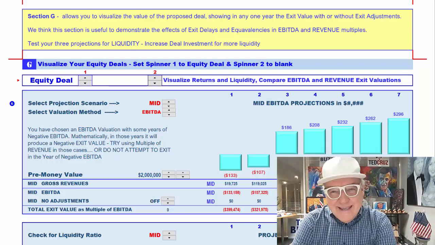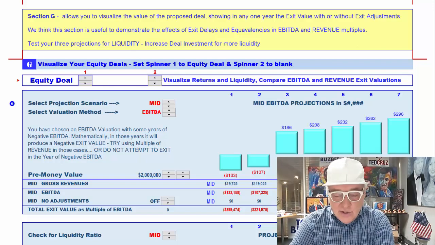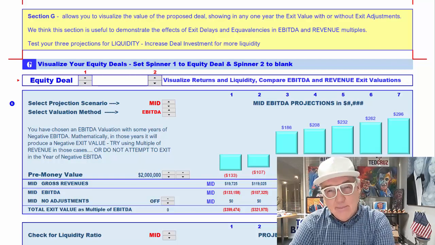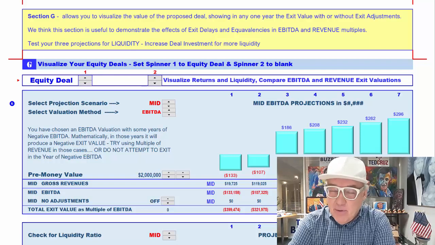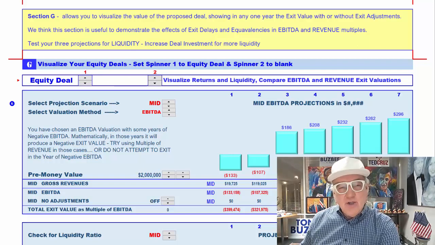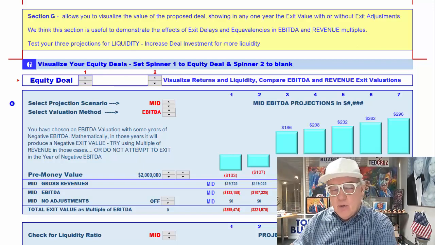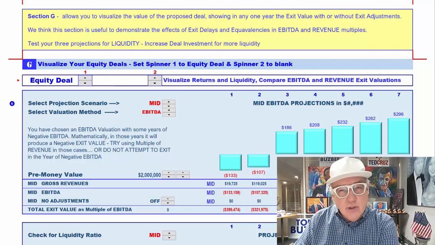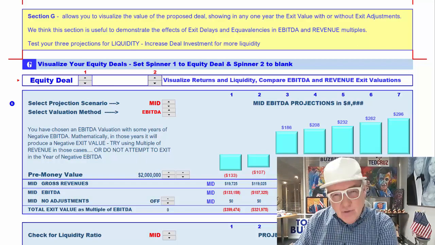It's Uncle Bruce, and it's a nice afternoon in Houston, Texas, and we are still in Deal Maker, the fourth tab in Shark Cap Table 3 Fin. All right, folks, I want to show you Section G, which is quite important. It gives you the overall view of what you've just done in terms of your deal that you've structured.